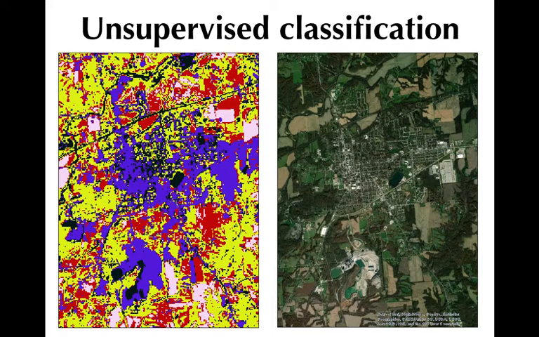Okay, so this is what an unsupervised map looks like. On the right is a true color image of the Greencastle area, and on the left is an unsupervised classification of a Landsat image for that same area. You can see it did a pretty good job of picking out where different things are, but it didn't really do a great job of dividing up classes of things that are useful to us.